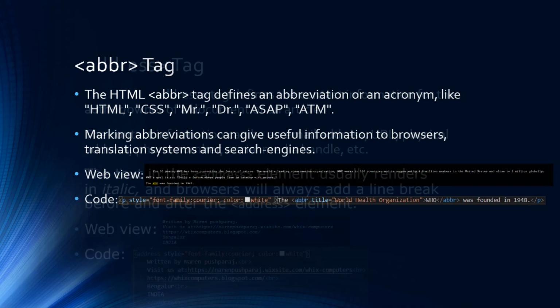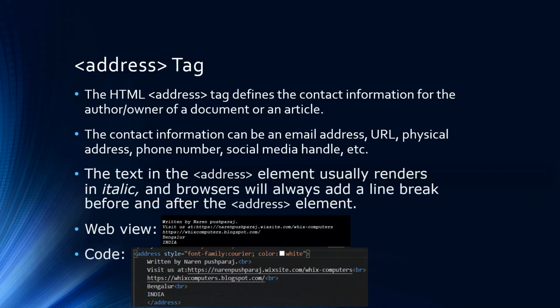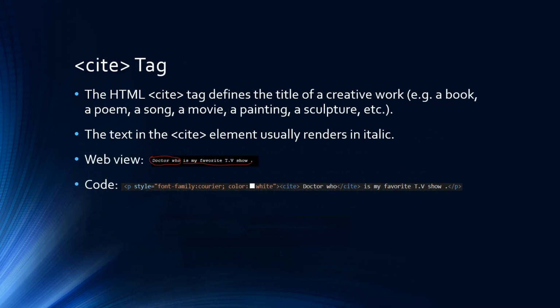And now let's move on to the address tag. The HTML address tag defines the contact information for the author or owner of a document or an article. The contact information can be an email address, URL, physical address, phone number, social media handle, etc. The text in the address element usually renders in italic, and the browser will always add a line break before and after the address element. Have a look, and now we move on to the cite tag.